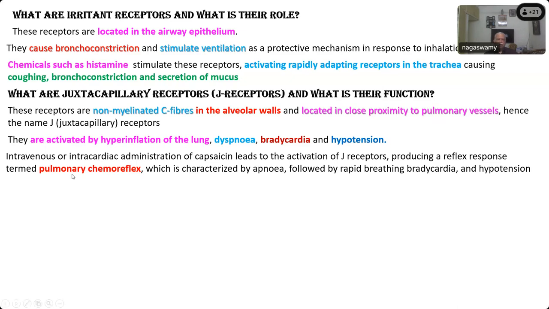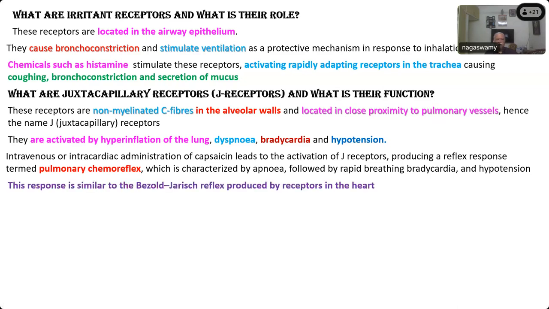But otherwise, normally hyperinflation as in emphysema, or dyspnea due to any reason, bradycardia and hypotension, all these things will stimulate the J receptors, which are non-myelinated C fibers situated in the walls of the alveoli. This response is similar to the Bezold-Jarisch reflex produced by receptors in the heart. What is this Bezold-Jarisch reflex? When will you get it? During insult to the cardiac muscles.